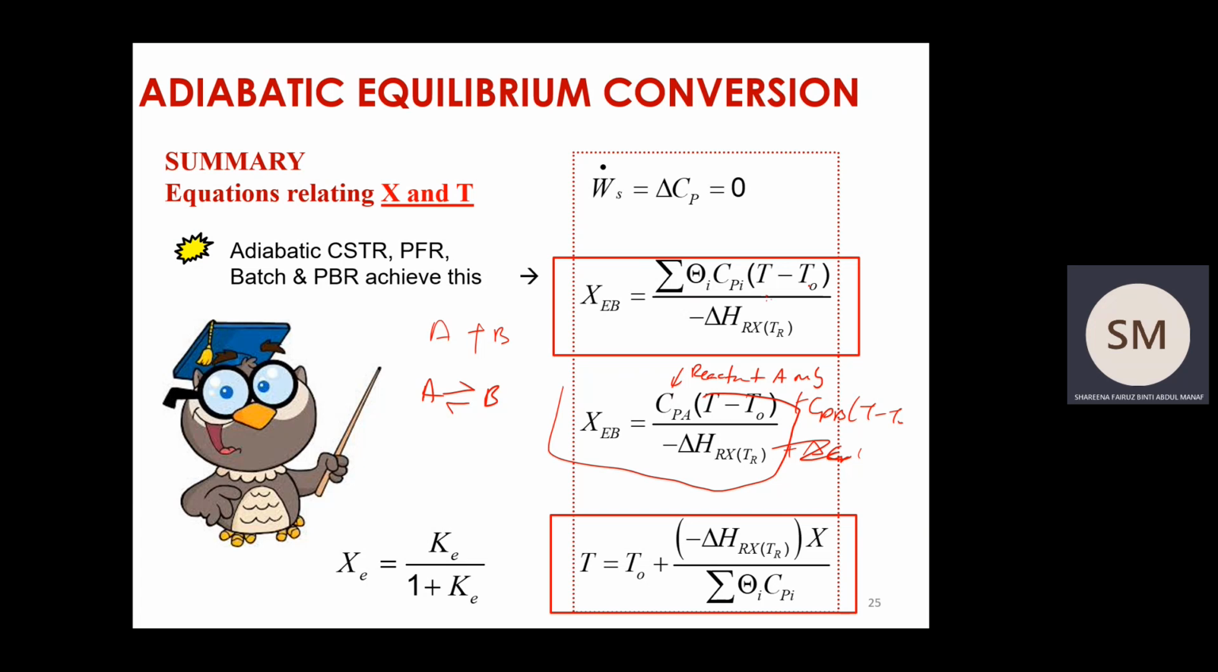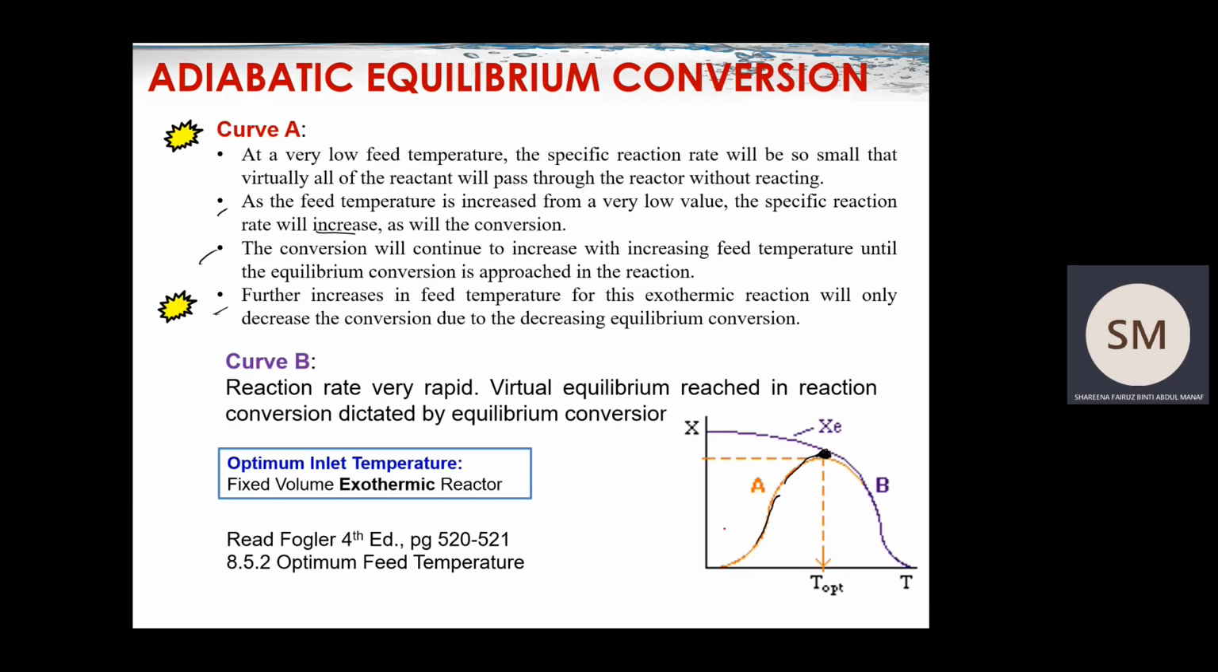Alright, so this is curve A. At a very low feed temperature, the specific reaction rate will be so small that virtually all of the reactant will pass through the reactor without reacting. Okay, if the feed temperature is very low. But as the feed temperature increases from a very low value, the specific reaction rate will increase, as will the conversion.